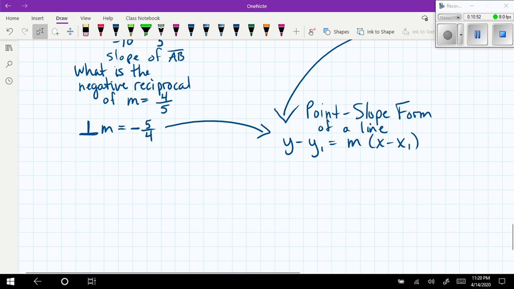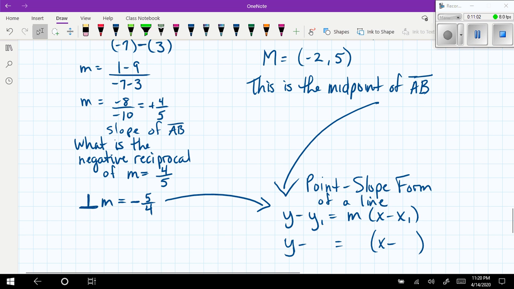So I'm going to put what I need down here. Let's see, y minus blank equals blank times x minus blank. And the xy point I'm going to use is this negative 2, 5.